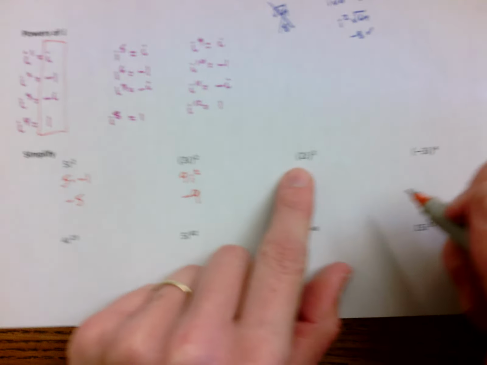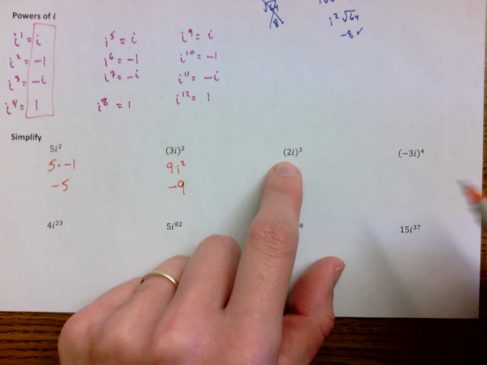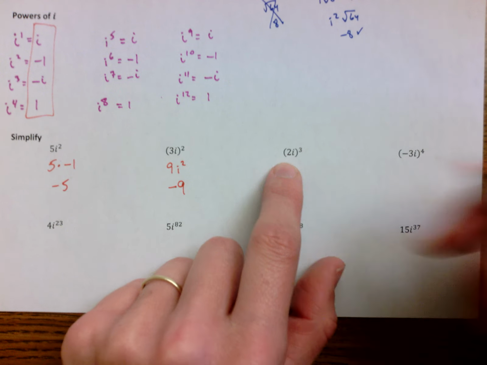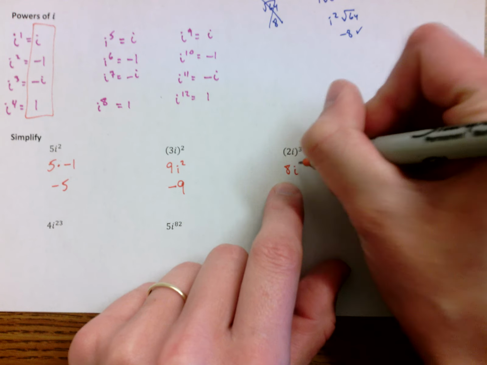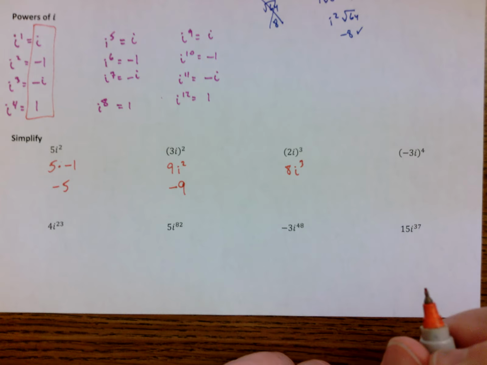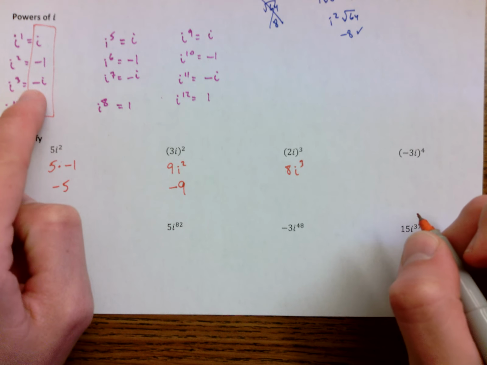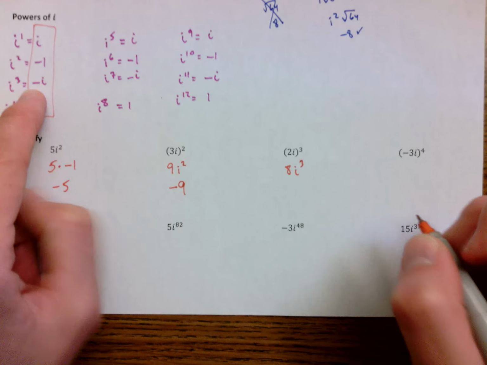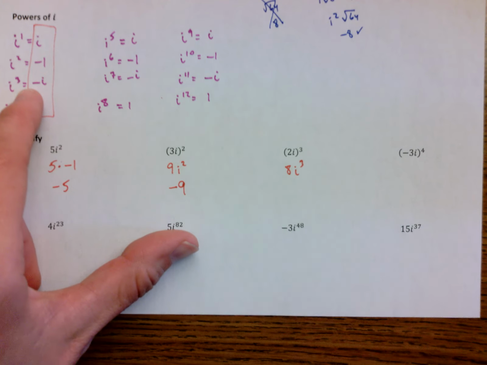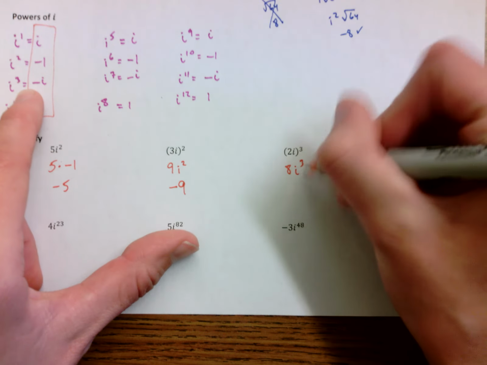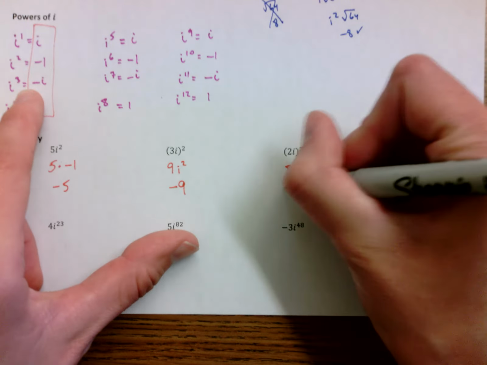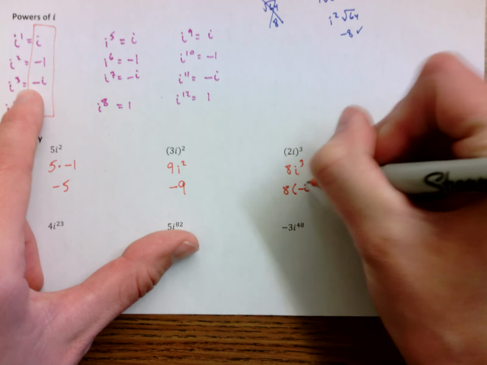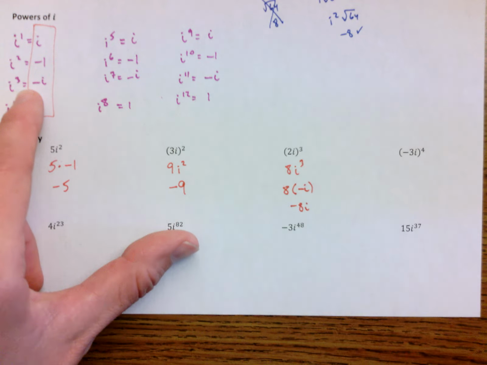2i to the third power, right? That's 2i times 2i times 2i. So 2 times 2 times 2 would give me 8, and then 3 i's, right? And i to the third power is negative i. So i to the third is the same thing as negative i. So this is the same thing as 8 times negative i, which is negative 8i.